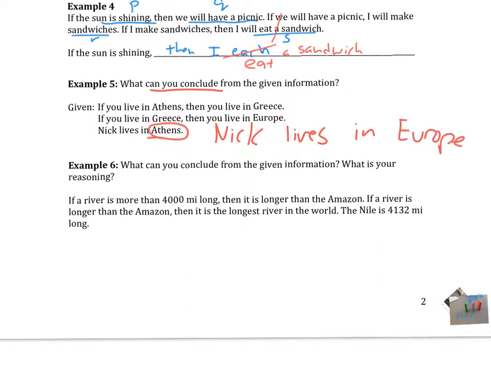Okay, based on these statements, now there are other statements that you can pull in, talking about economy, and then you can make other deductions from that. But just from this information right here, that's the farthest that we can take it. All right, so what about this next one? What can you conclude from the given information, and what's our reasoning? If a river is more than 4,000 miles long, then it's longer than the Amazon. If a river is longer than the Amazon, then it's the longest river in the world. The Nile is 4,132 miles long. Is that the Nile is the longest river in the world? The Nile is the longest river in the world.